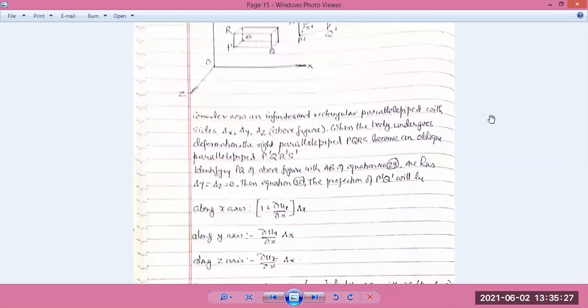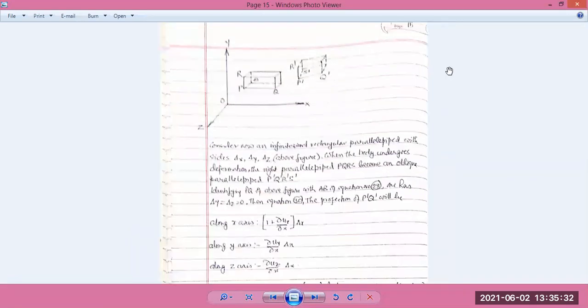Now here we are considering what I told you in the beginning: that we are supposed to calculate the deformation of a parallelepiped, a rectangular block. What we consider here is an infinitesimally small rectangular parallelepiped.